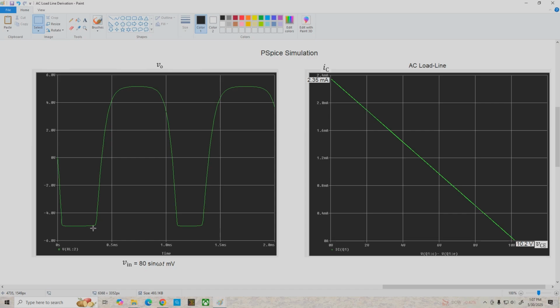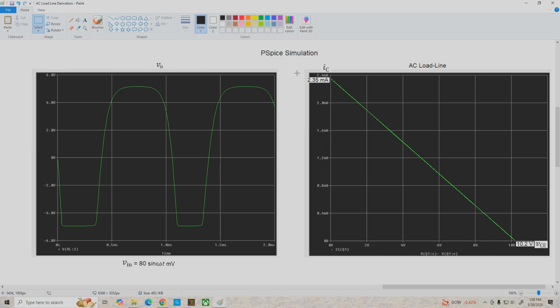So that looks about like what we'd expect, but over here on the right I plotted the AC load line, and that is collector current versus the collector voltage minus the emitter voltage. That's VC minus VE, which is VCE. And we can see that the load line does pretty much line up with what we predicted. We're going to hit cutoff at about 10.2 volts. Saturation occurs at about 2.35 milliamps, so it really looks good.